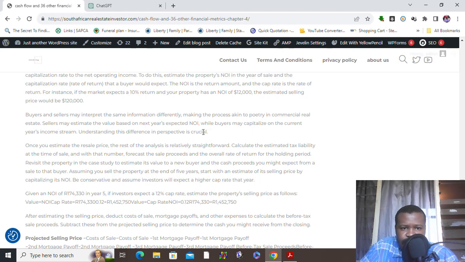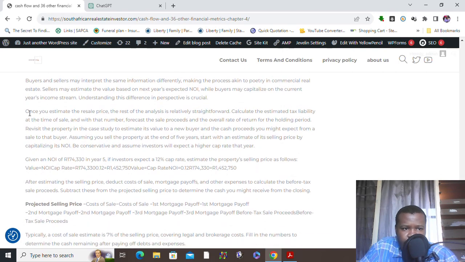Understanding the difference in perspective is crucial. Once you estimate the resale price, the rest of the analysis is relatively straightforward. Calculate the estimated tax liability at the time of the sale, and with that number, forecast the proceeds of the overall return for the holding period.